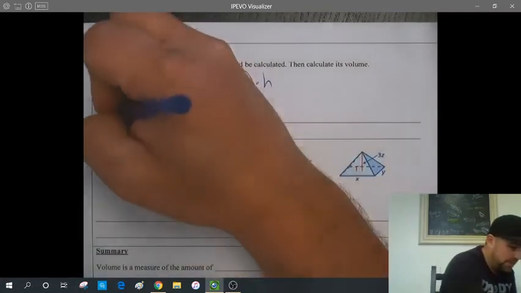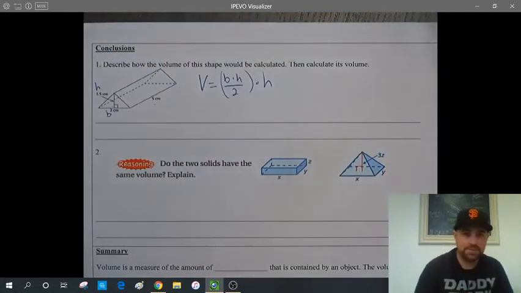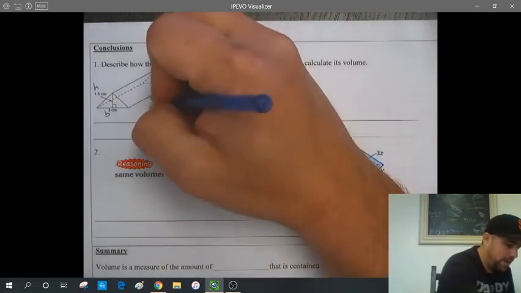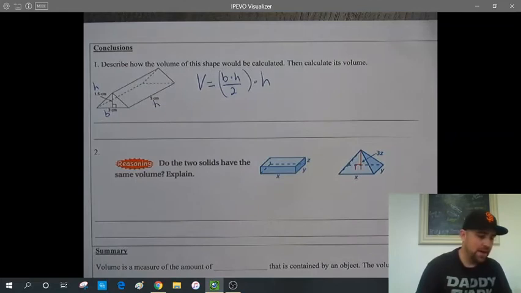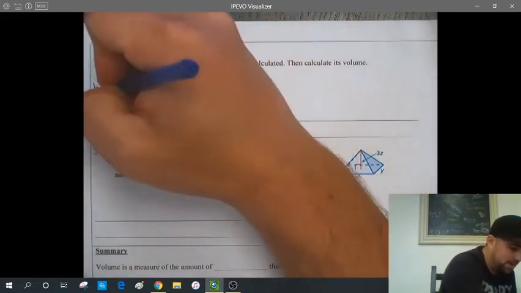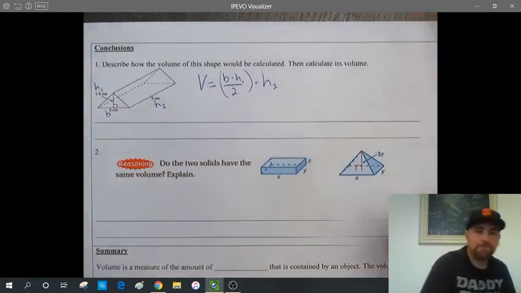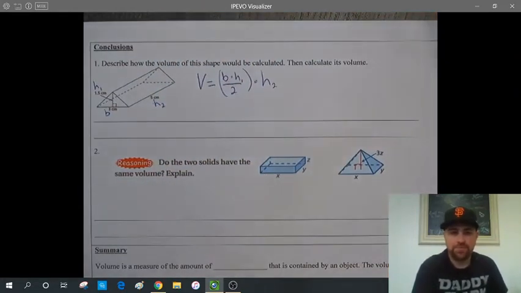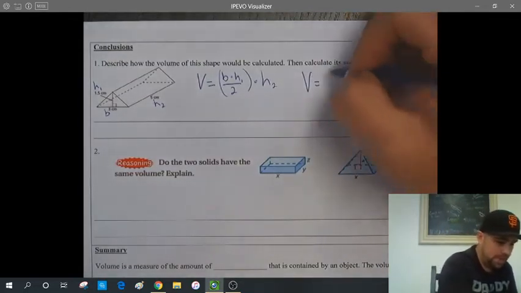So this is the base of my triangle, the height of my triangle there, and then this is the height of the prism. If I wanted to be more specific here, I could call this H1 and this H2, so that I know which one is which.